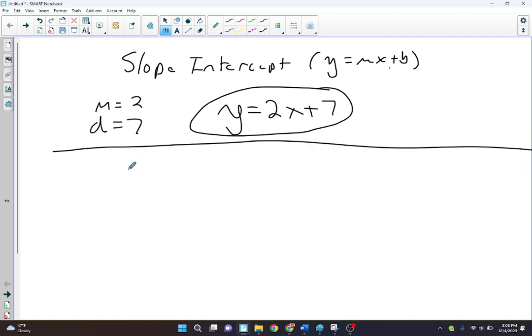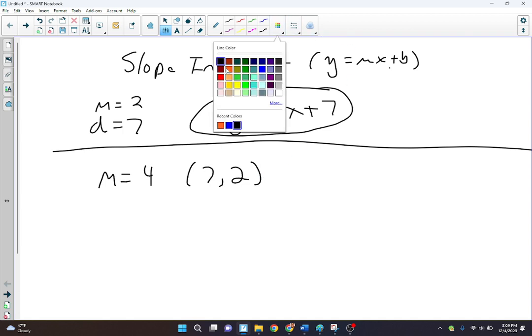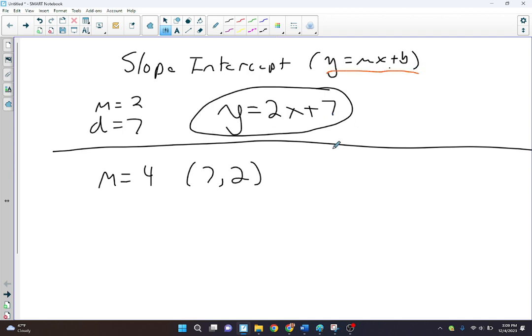Next one. This is a test. M equals 4, and then we have a coordinate point 7, comma 2. Big issue. I don't have a b value, so I need to find the b value. So I'm going to use the equation to my advantage. I'm plugging in everything I know. This is a y, this is an x, and this is an m. So I'm going to plug in 2 equals 4 times 7 plus b. Remember, it just stays b because I don't know what b is.